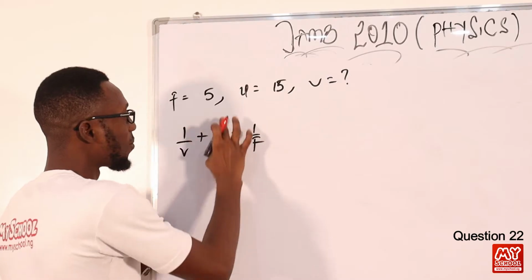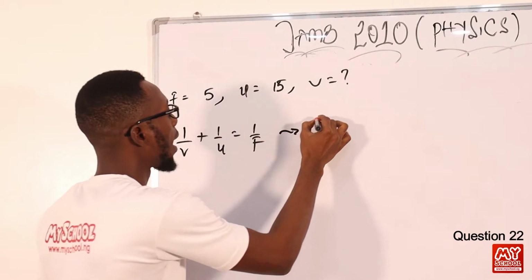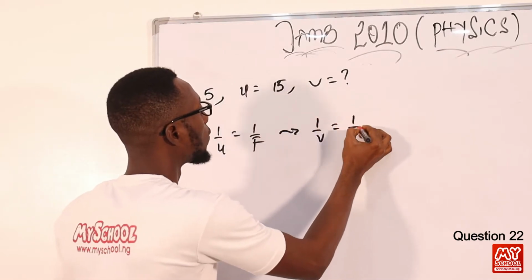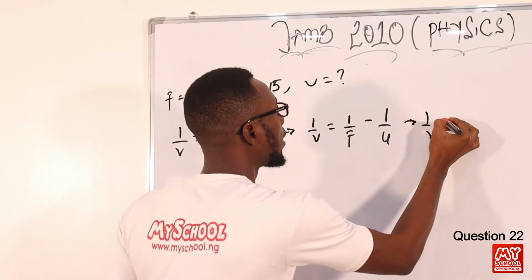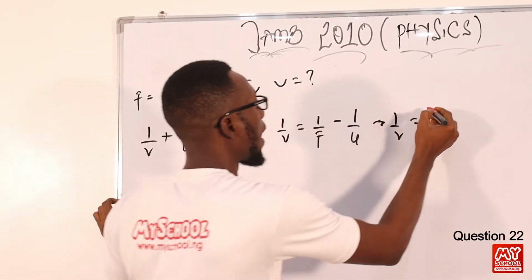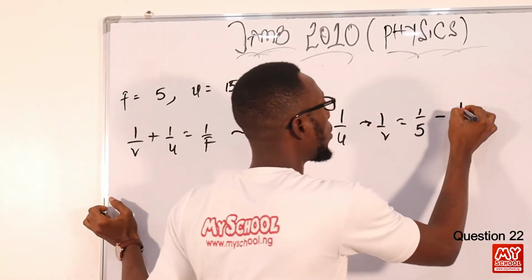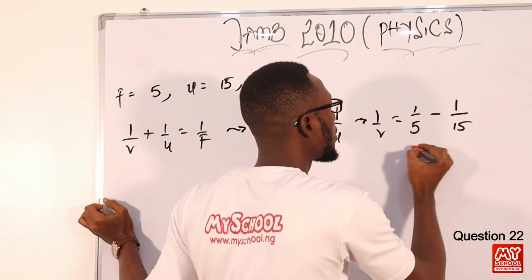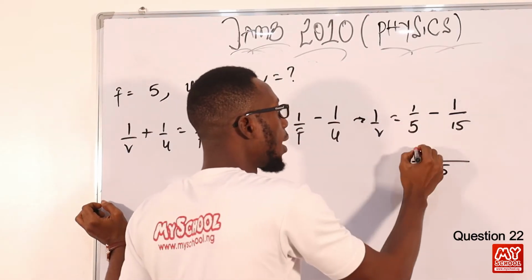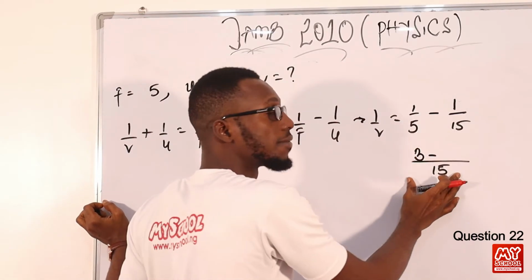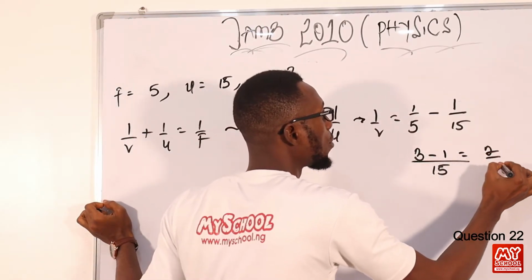So what do I have to do? I have to send this to the right hand side. So I have 1 over V equals 1 over F minus 1 over U, and that implies that 1 over V equals 1 over 5, my F is 5, minus my U, that is 1 over 15. The LCM there is 15. 5 in 15 goes 3 times 1, I have 3, minus 15 in 15, that is 1 times 1, I have 1. So here I have 2 over 15.